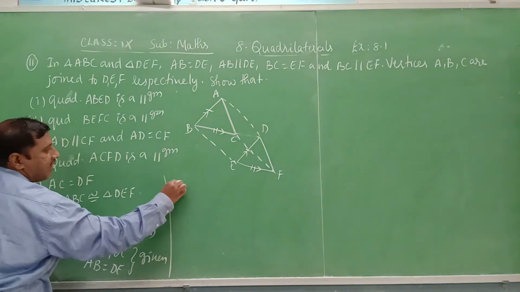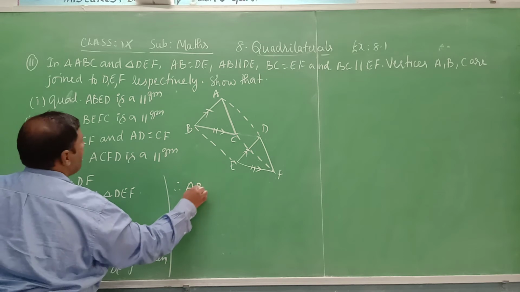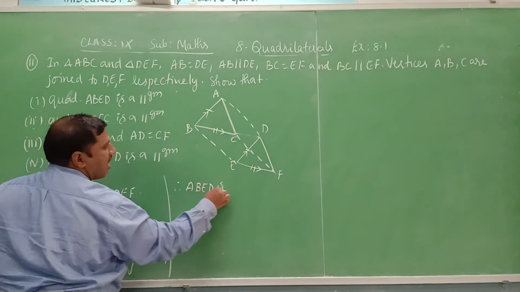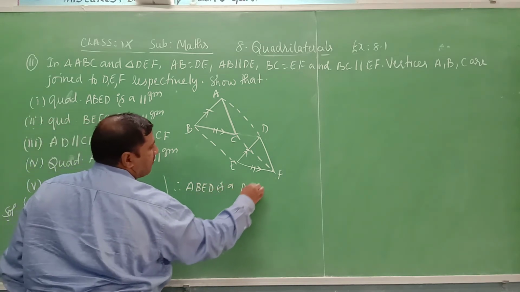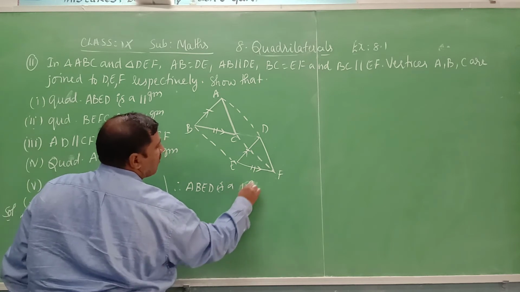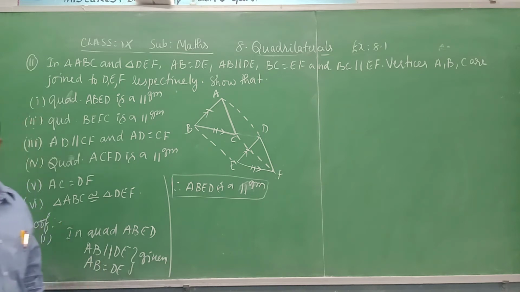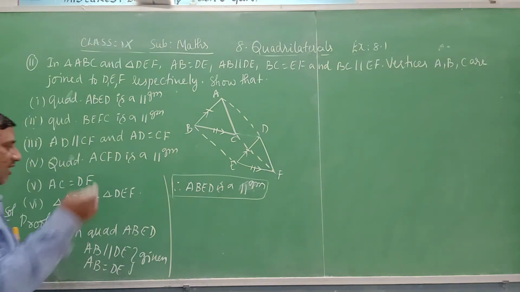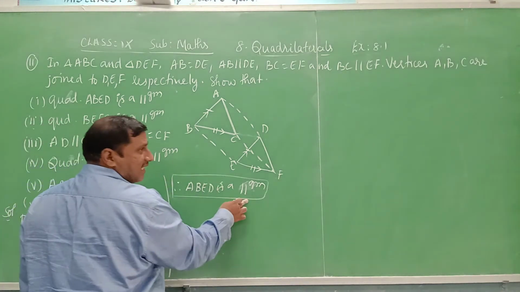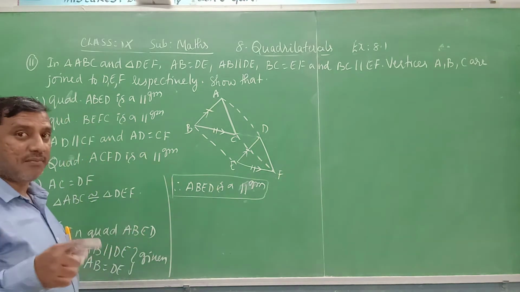Therefore ABED is a parallelogram. Why is it a parallelogram? Because one pair of opposite sides are equal and parallel. What is the reason here? One pair of opposite sides are parallel and equal.